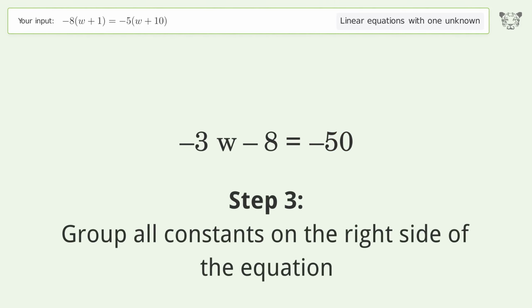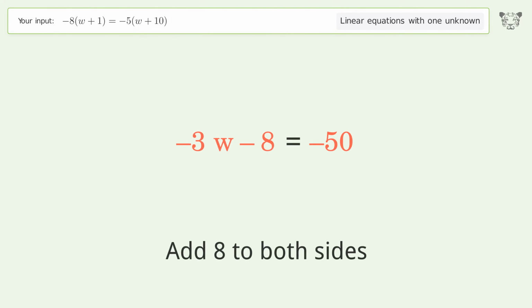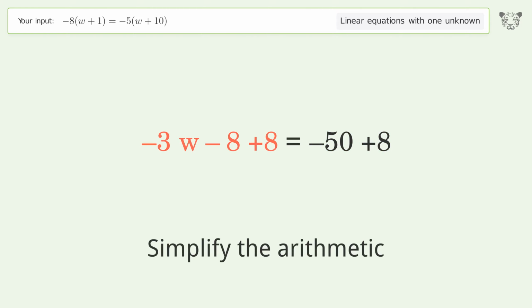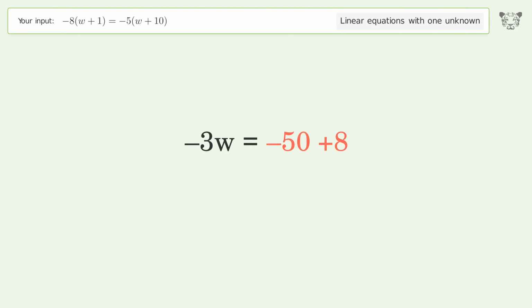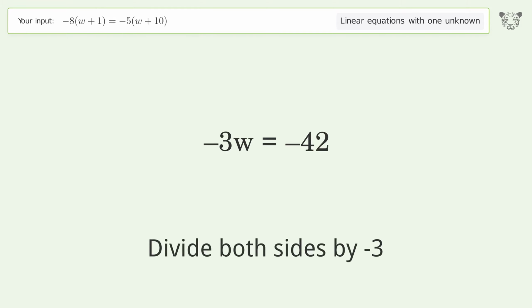Group all constants on the right side of the equation. Add 8 to both sides. Simplify the arithmetic. Isolate the w. Divide both sides by -3.